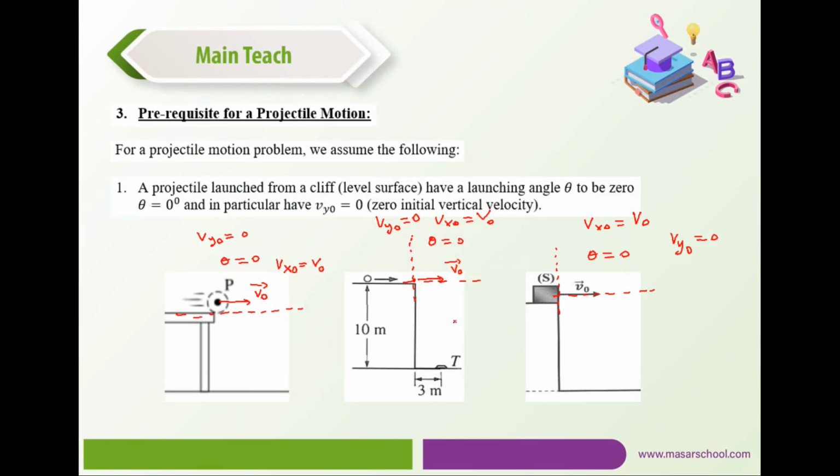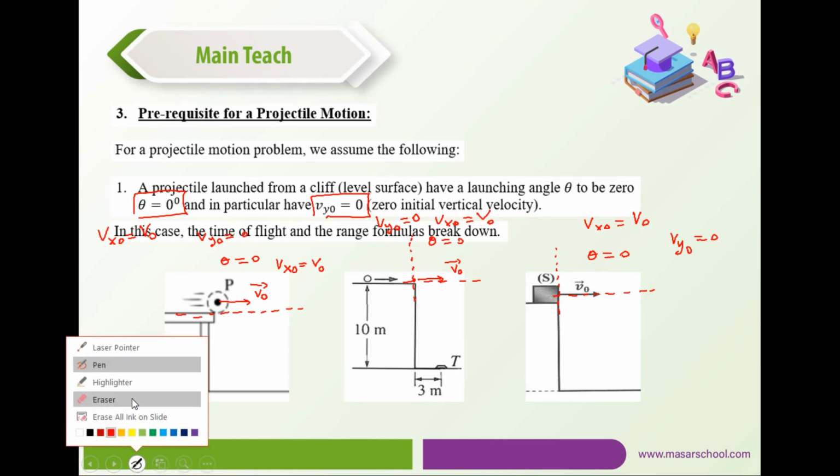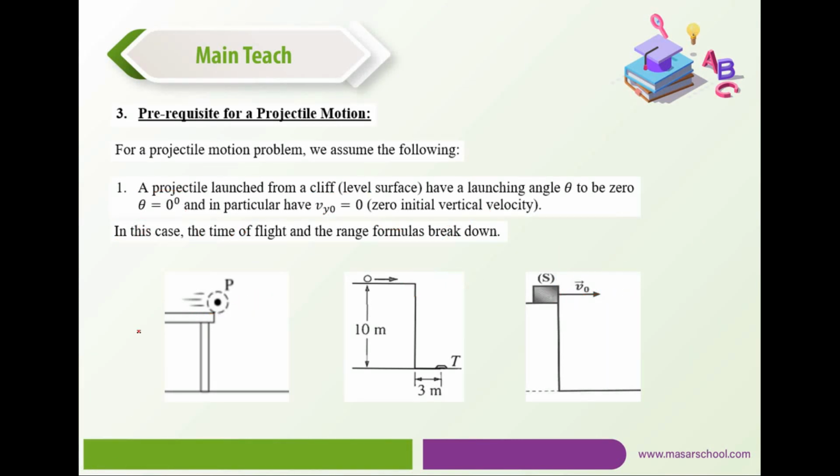Whenever we're launching a projectile from a level surface, the launching angle would be 0. This is 1. The initial velocity along the vertical direction would be 0. And Vx0 would be the total initial velocity.